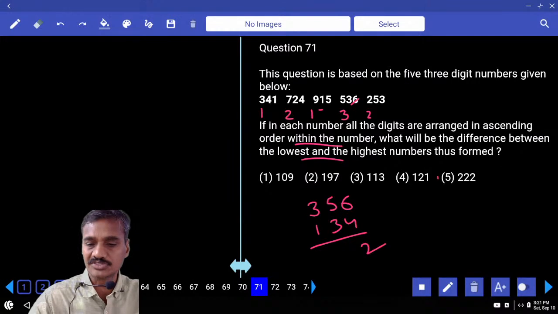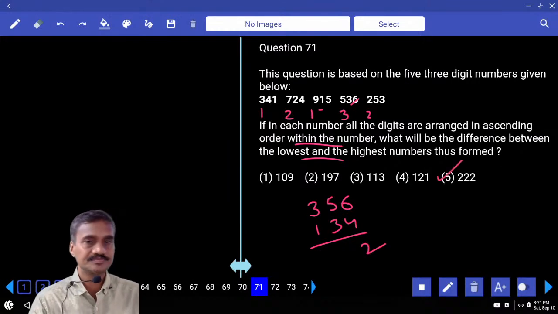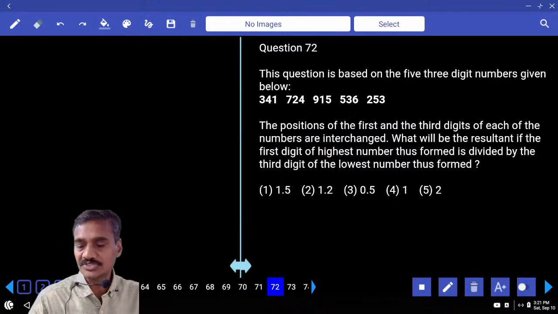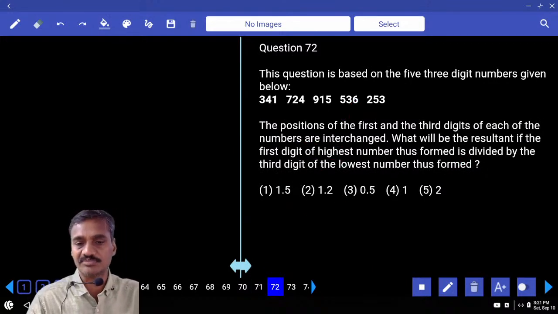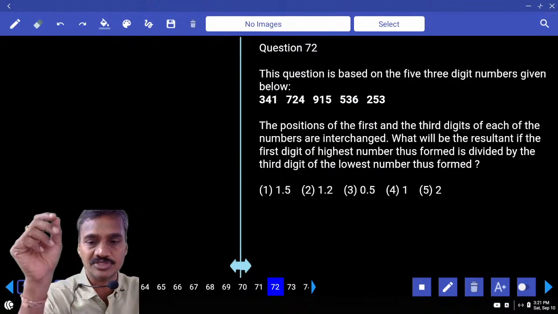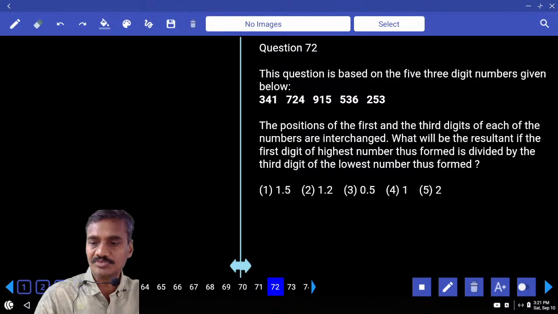And 2 is the last difference, that is choice 5, 71. Then 72. The positions of the first and the third digits of each of the numbers are interchanged. First and third interchanged is nothing but the entire number is reversed. Then what will be the resultant if the first digit of the highest number... Now which is the highest number here?